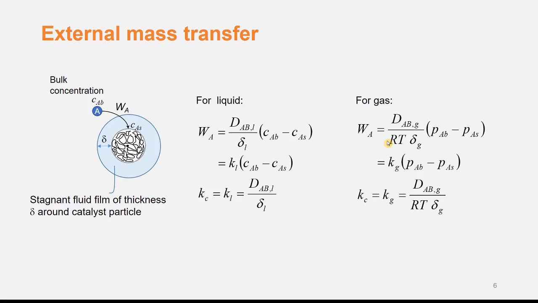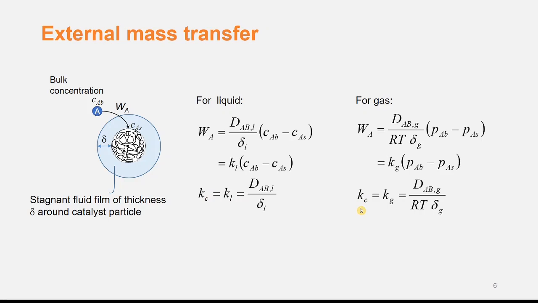Then the D_AB,G divided by RT delta G is called the gas mass transfer coefficient, Kg. So for gases, we have Kg equal to D_AB,G divided by RT delta G. In this lecture, because we are only considering two phases, solid in liquid or solid in gas, we don't have to distinguish between the mass transfer coefficient for liquid and gas. So we just use Kc as a general symbol for mass transfer coefficient.